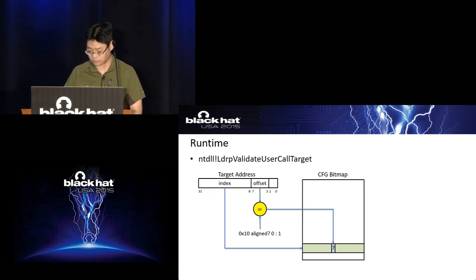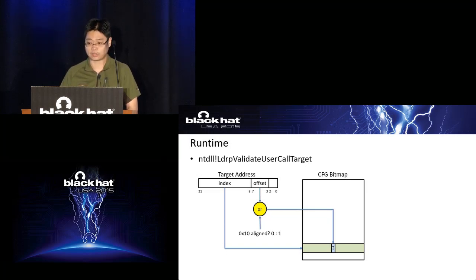This is how it tests the address. It will use the highest 24 bits of the target address as an index and treat the CFG bitmap as an array of 32-bit integers. So this can get one 32-bit value from the CFG bitmap. And then it uses the third to the eighth bit from the target address as an offset and tests if the address is aligned. If not, it will OR the offset with one.